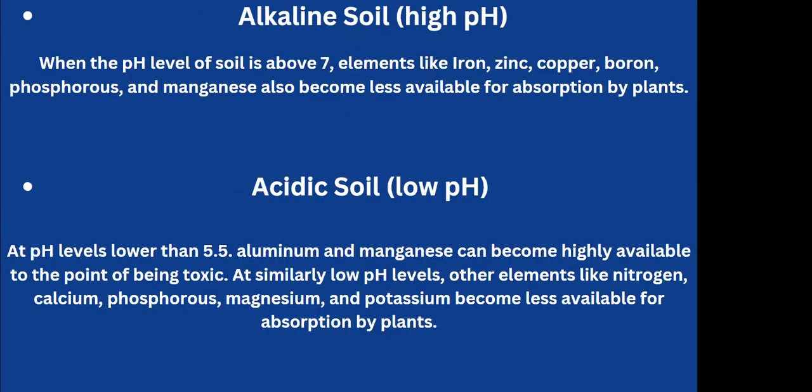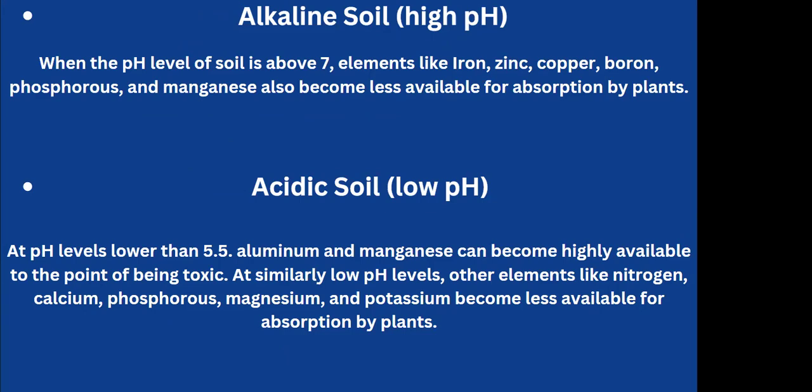Next is when the pH level of the soil changes. When the pH level of soil is above 7, is it going to be acidic or basic? Above 7. Basic. Elements like iron, zinc, copper, boron, phosphorus, manganese also become less available for absorption by plants, which are good for their growth. So when it reaches above 7, they can't absorb them properly.